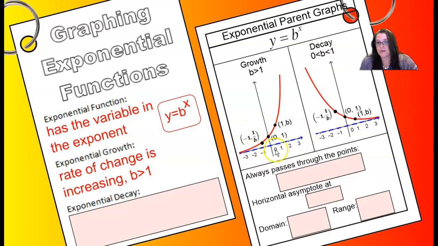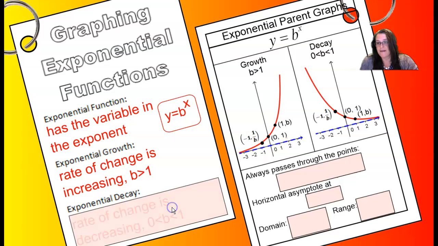So as you look on the back at this parent graph for a base greater than 1, you'll notice it starts out with a very slow rate of change. The slope is almost horizontal along that asymptote, and then as it bends into that J-curve shape, you see the slope is getting steeper, steeper, steeper very quickly. That would be an increasing slope or increasing rate of change.